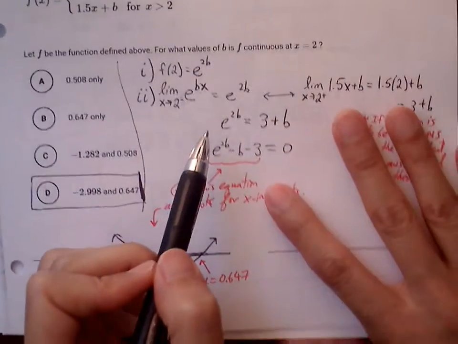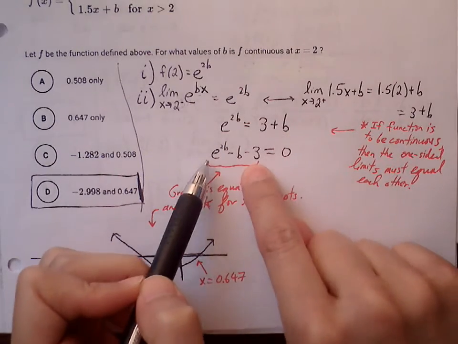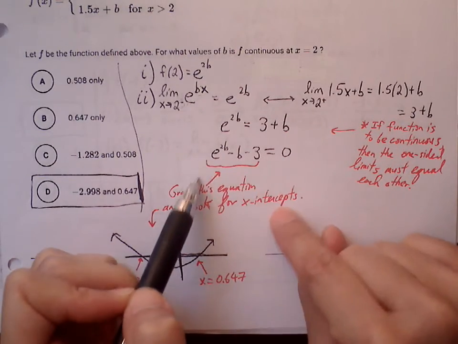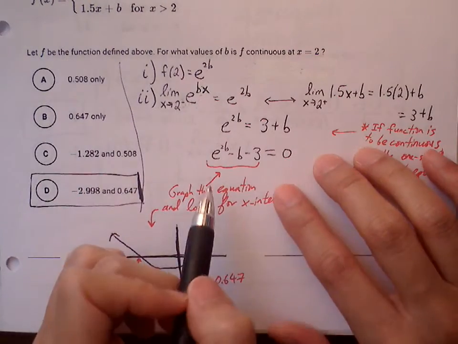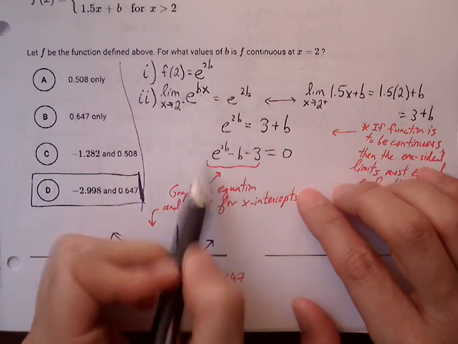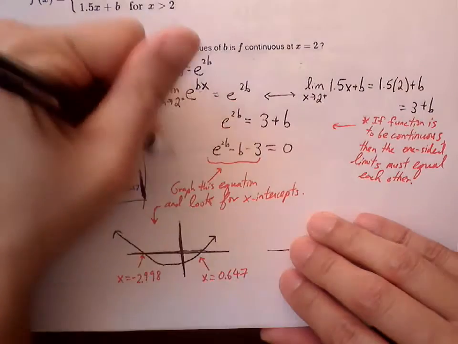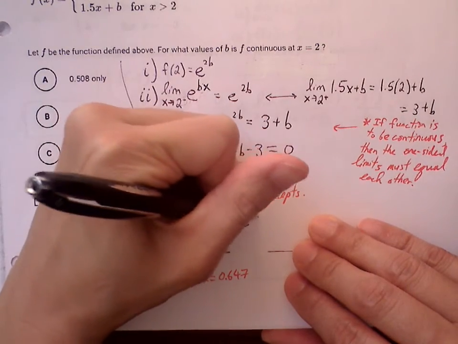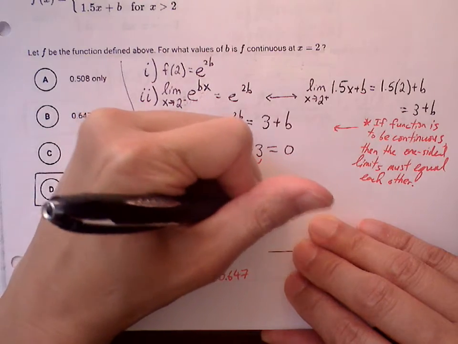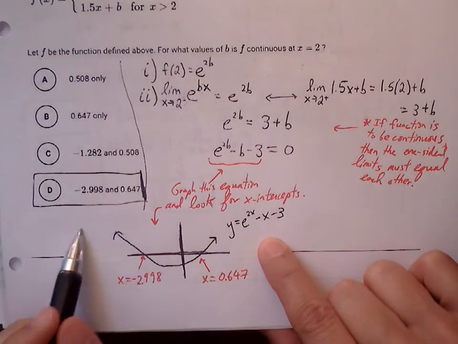This is not something that we can solve by hand easily, so let's bring everything over to one side. And we have e^(2b) - b - 3. So now I'm just going to graph this function. And when I graph a function of y = e^(2x) - x - 3, I'm going to get this curve.